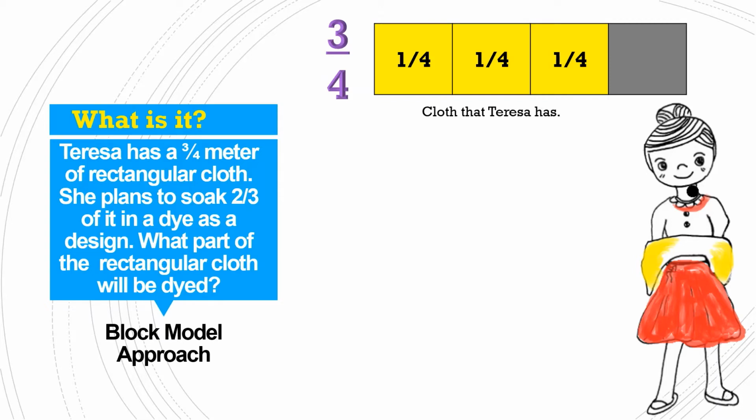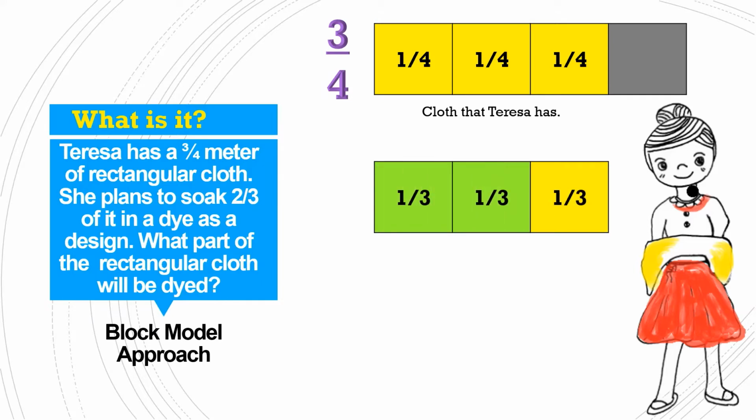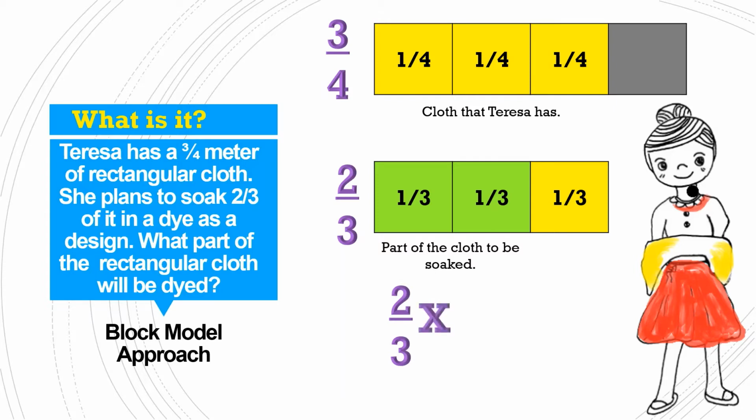This is the cloth that Teresa has. Out of this 3/4, 2/3 will be dyed. So you have 3 parts, and then you are going to shade 2 parts. That makes it 2/3. This is the part of the cloth to be dyed. 2/3 times 3/4 is equal to n.